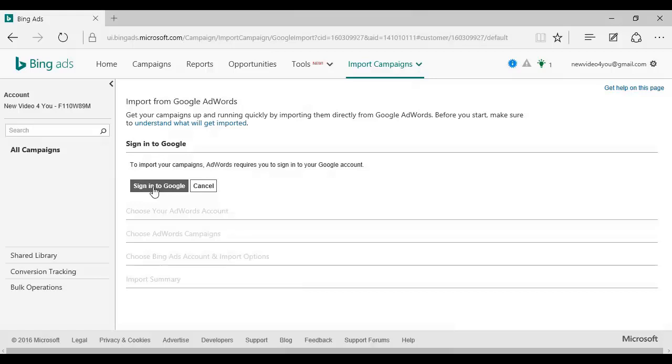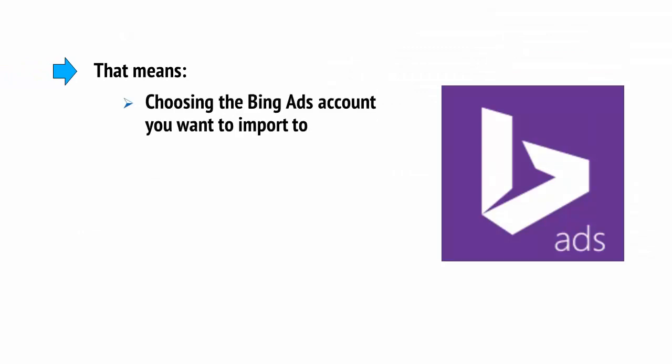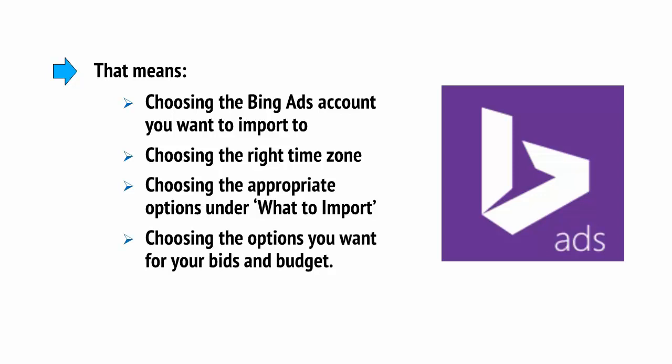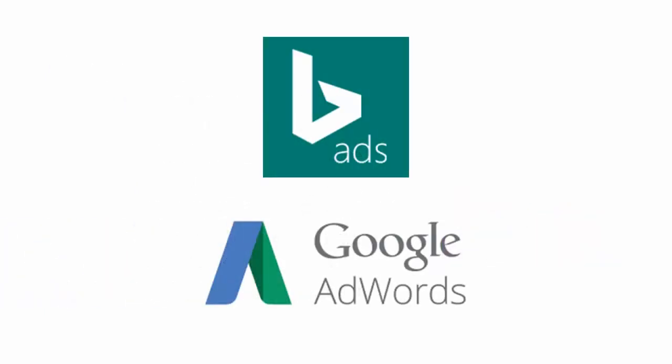Now, under Bing Ads account and import options, you'll just need to add a few more settings that are unique to Bing. That means choosing the Bing Ads account you want to import to, choosing the right time zone, and remember that Bing allows more flexibility in this department, choosing the appropriate options under what to import, and choosing the options you want for your bids and budget. Now just click Import and you're done. Remember we said earlier that the best way to handle Bing Ads was to use them on top of a Google AdWords campaign? Well, this is why it makes a lot of sense to simply import an existing AdWords campaign into your Bing account. Yep, it couldn't be simpler.